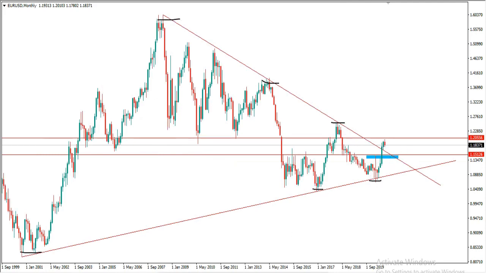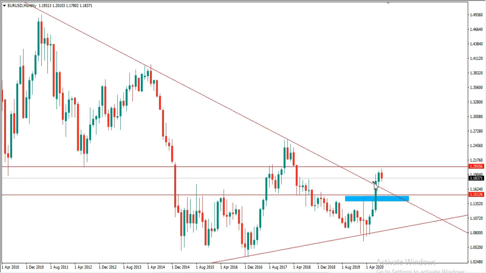and about 2 months back the price gave us a monthly close above this support right here, and normally after a close above such levels we expect a retracement for a retest of that level as new support. So we have broken resistance from the monthly time frame, which we expect to become support. So let's see what we have from the weekly time frame.